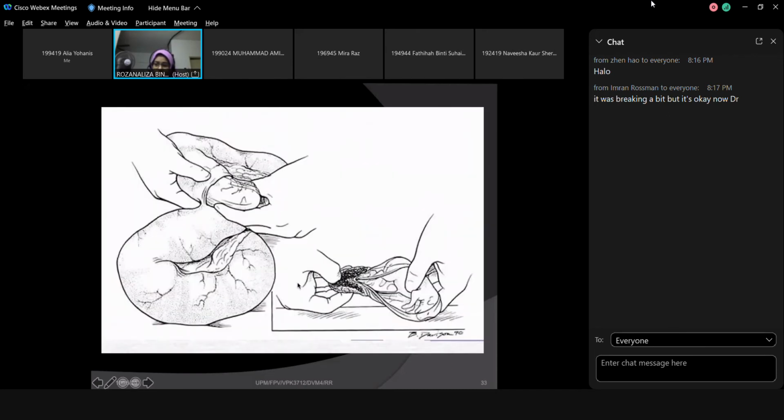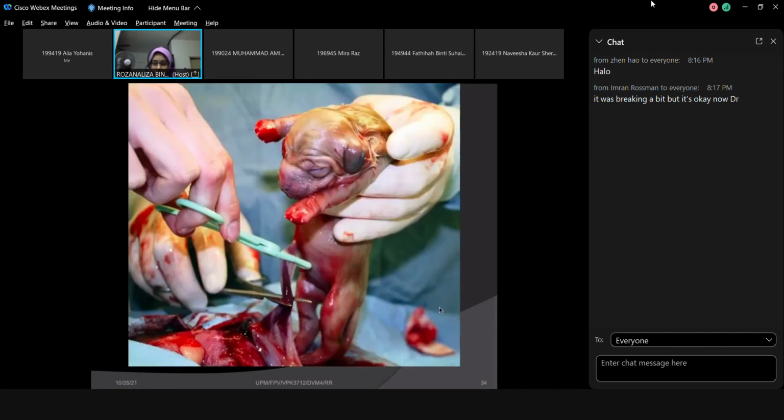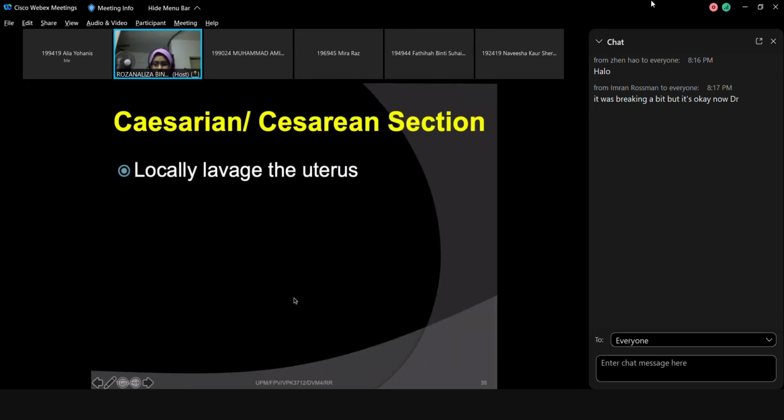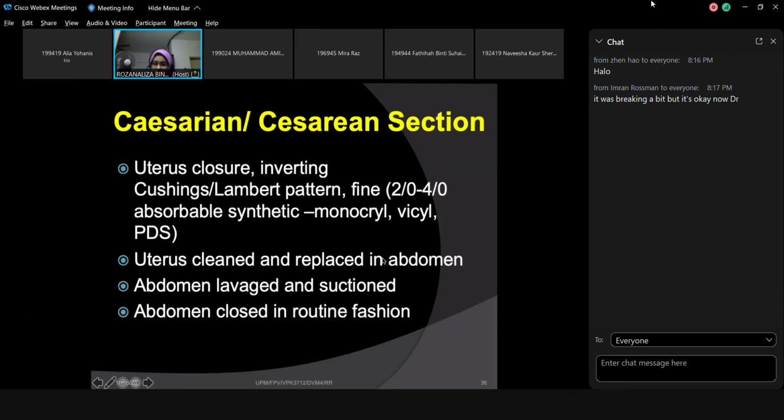So this is also a picture from the Slatter book. You can see slowly milking the fetuses from the uterine horn, then breaking the amniotic sac and removing the fetus. I have real pictures of cesarean sections that we perform in UVH, which I'm going to share later. This shows how we clamp the umbilical cord. And if you want to continue to breed the dam, then you have to lavage, clean, and close up.